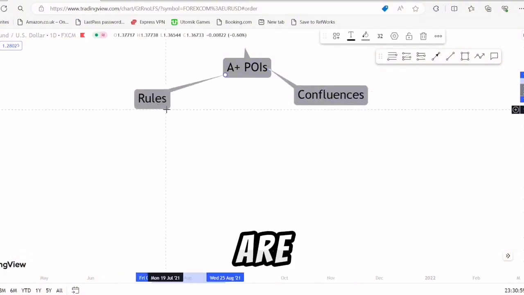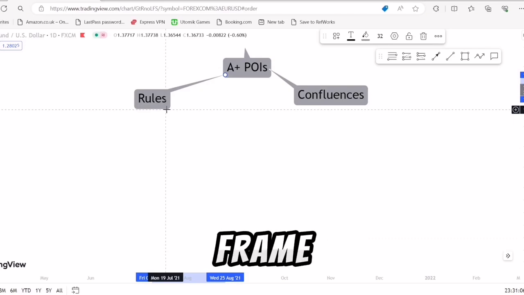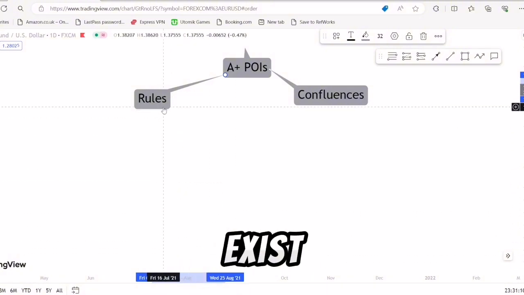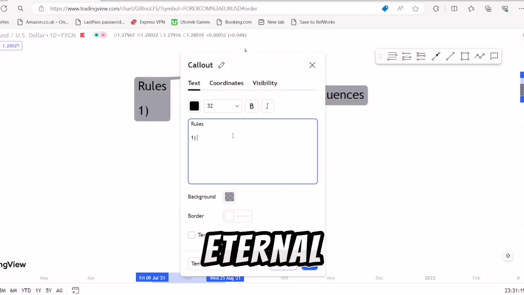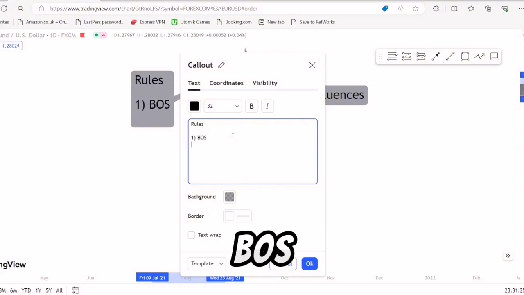Rules are three things that have to be there regardless of which market or time frame you are looking at. It's very important to understand that these things must always exist. The three rules to a POI are quite simply: the POI must break something. It has to break either a supply or demand zone, internal structure, or structure as a whole. So we need to see a break of structure, or a BOS for short.